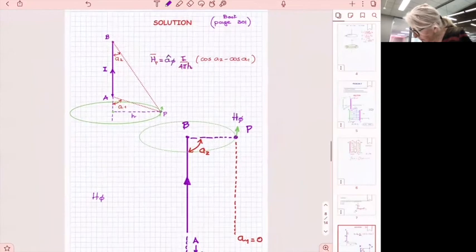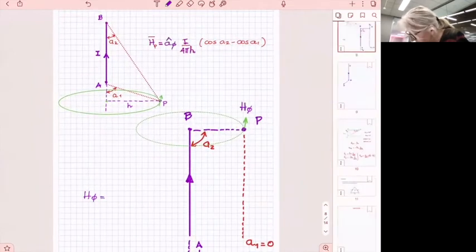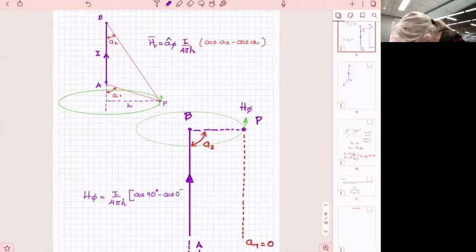equal, rather, so I can see it, I over 4 pi h, and cosine A2 will be 90 degrees, so it's going to be 0. I would write it cosine 90 minus cosine 0, and therefore this would be I over 4 pi h times minus 1.